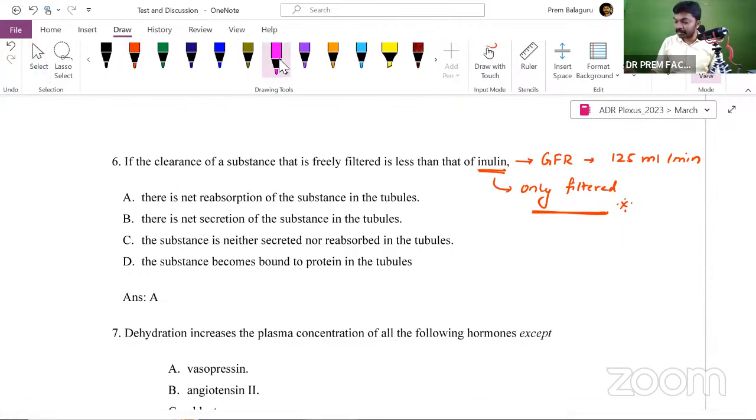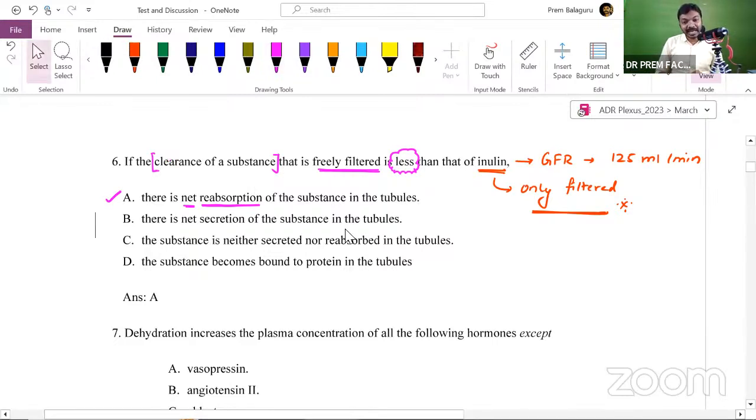Since another substance is being used, and this substance is also freely filtered, but on another condition, this is getting lesser values of GFR than inulin. So what does that mean? It's getting freely filtered, no doubt about it. But along with filtration, it is also getting reabsorbed. Just because it also gets reabsorbed in the tubules, the net value in the urine decreases. And as a consequence, you are going to get a lesser value, and hence this substance is getting reabsorbed.